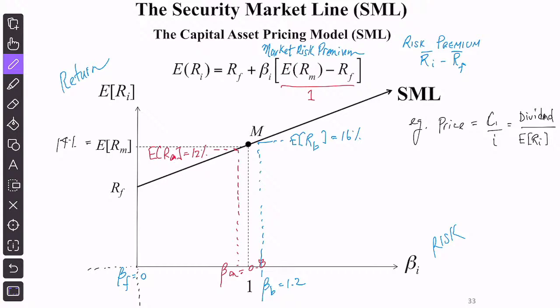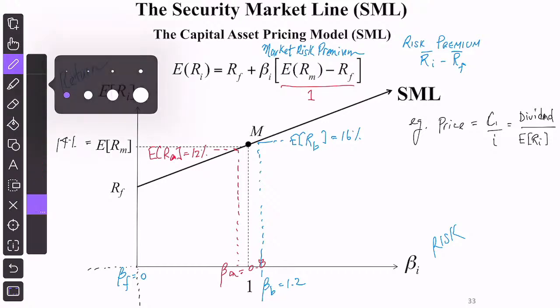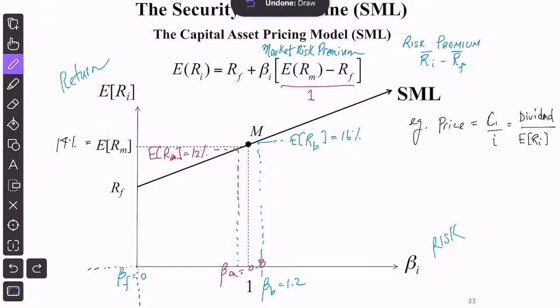Now, what else can we do with this? So we have two assets. We have this one here that sits on the line, and we have this one here that sits on the line. Now let's think about combining them. What if we combine asset A and asset B? That's the next question.